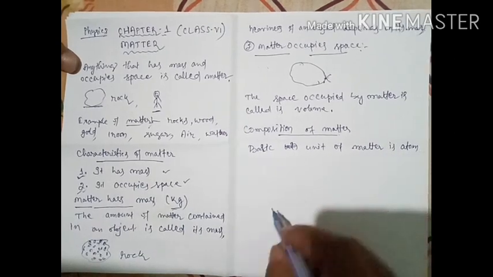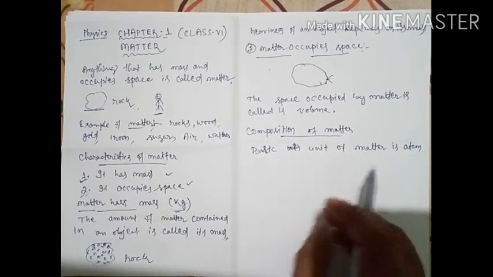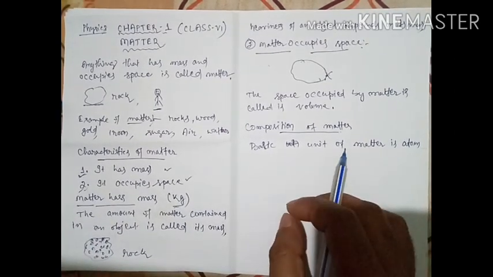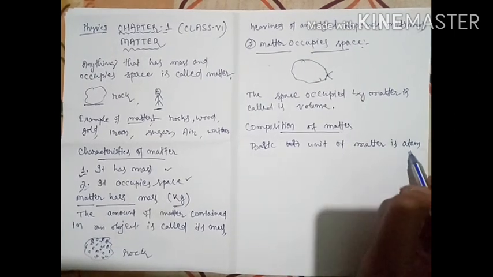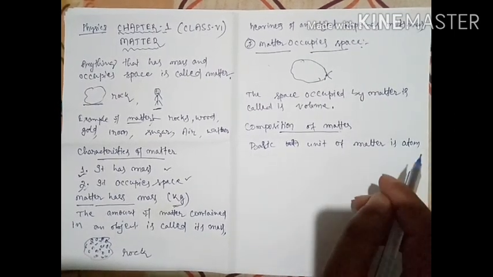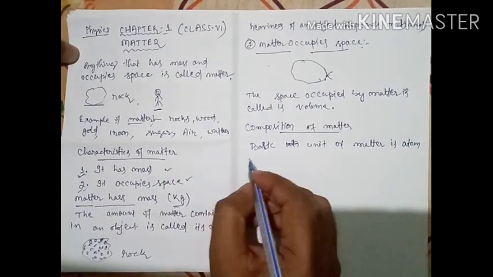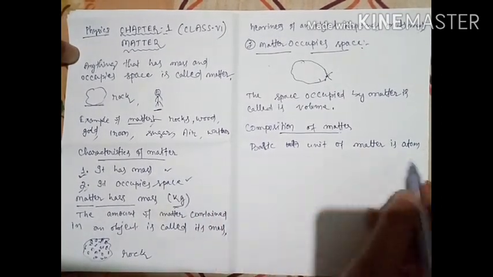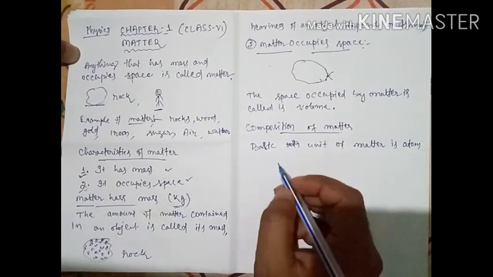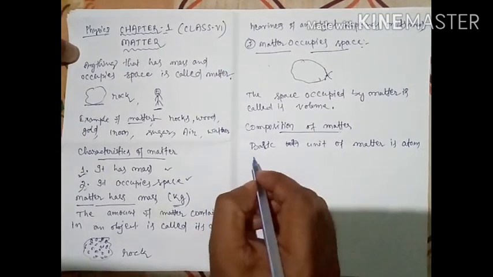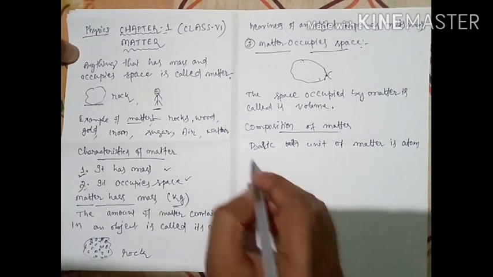And students, it is so small that it cannot be seen even under a microscope. So atom is very small and atoms join together to form molecules. If more than one atom joins together, then they will form molecules. So the basic unit of matter is the atom.